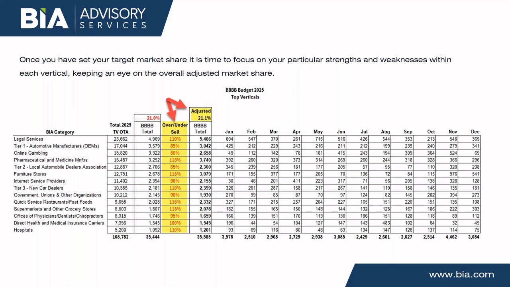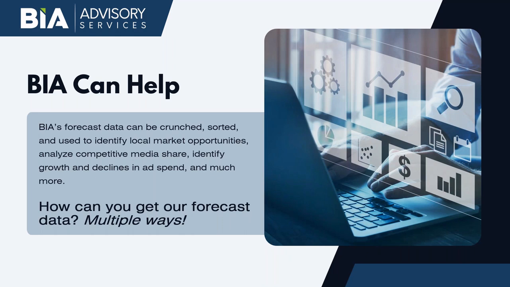So you'll be able to see, once you're making the adjustments by verticals, where that share is going based on your adjustments, and massage those changes to get you back to that 21% overall share that you're looking to obtain. I'll now pass this back to Christina to let you know how BIA can help you with this.